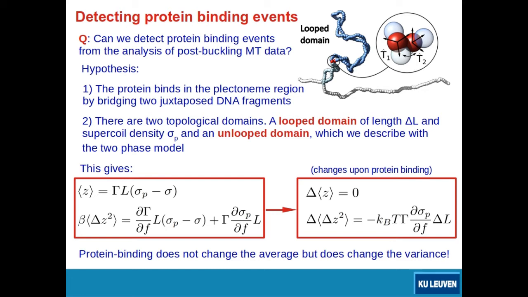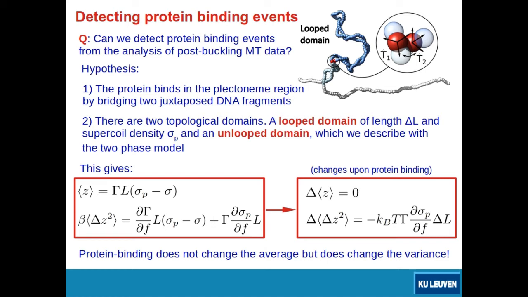To calculate the average Z for the unlooped domain, we use the two-phase model expression, replacing L and sigma with new values L star and sigma star, the length and supercoil density of the unlooped domain. A simple calculation shows that the product L times (sigma_p minus sigma) does not change. In conclusion, the average Z does not change upon protein binding. Hence, delta average Z is equal to 0.